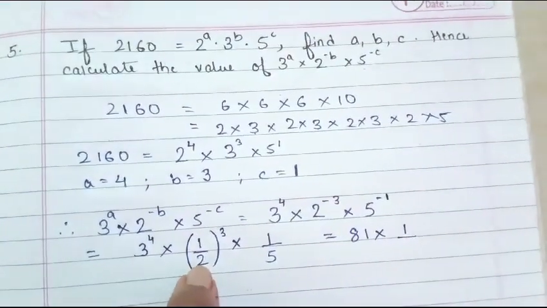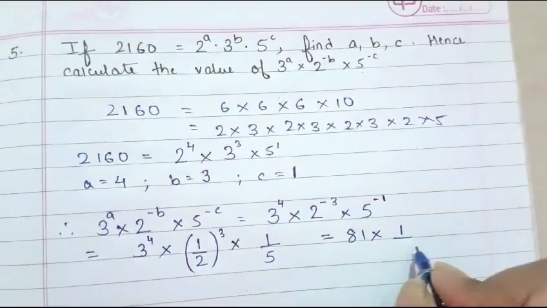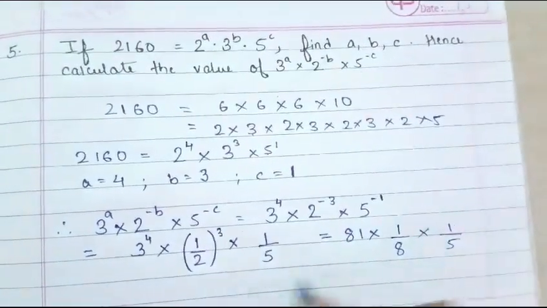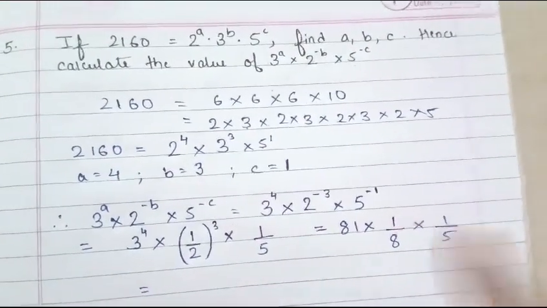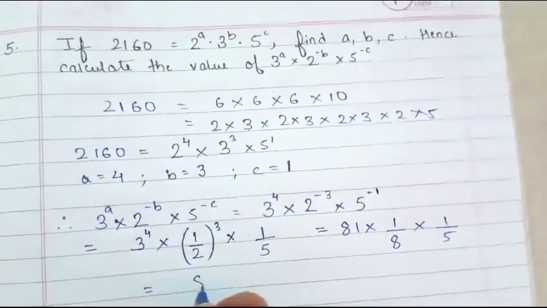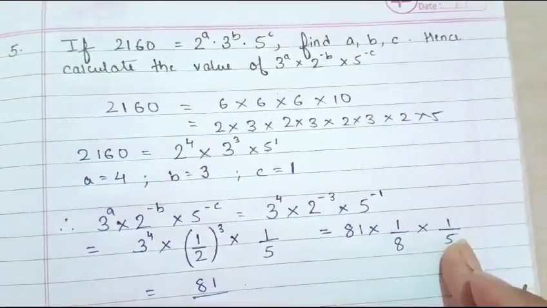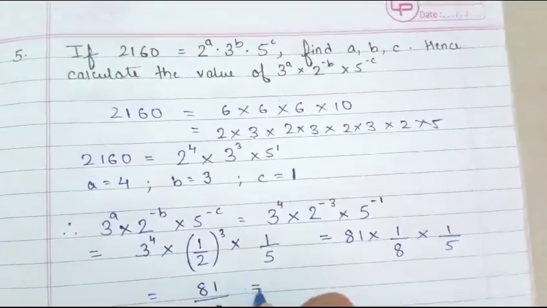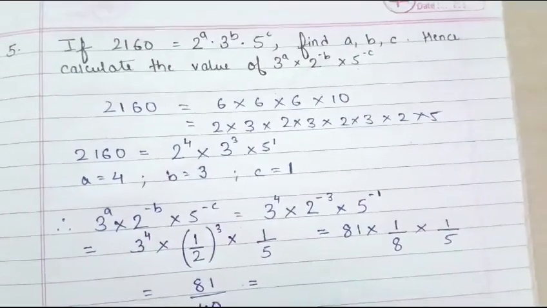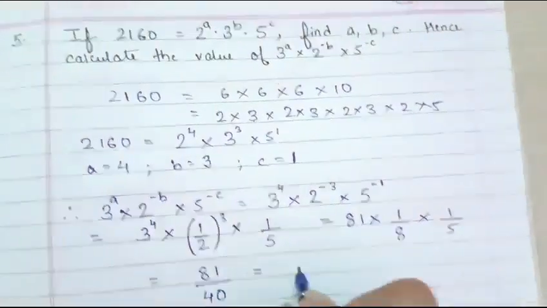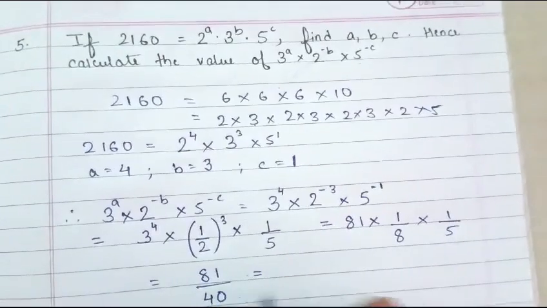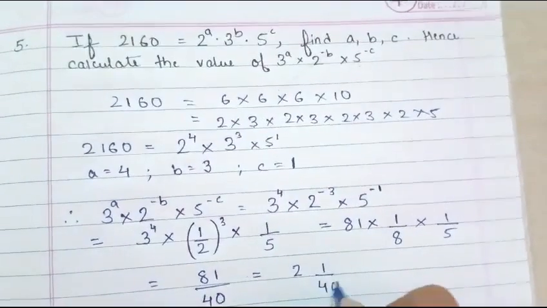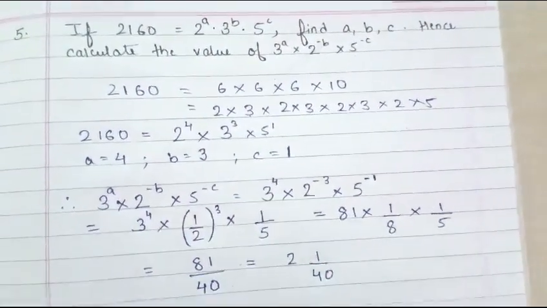Okay. And then what is the value of 2 cube? 2 cube is equal to 8 upon 1 by 5. So finally, you're going to get this as 81 into 1 into 1. That is going to give you 81 upon 5 into 8. That is 40. Now this is improper fraction, so you please write it in the form of a mixed fraction. So 40, 2 is 80, remainder will be 1. This will be the final answer, 2 1 by 40.